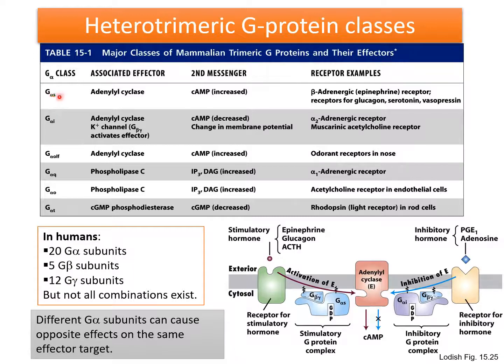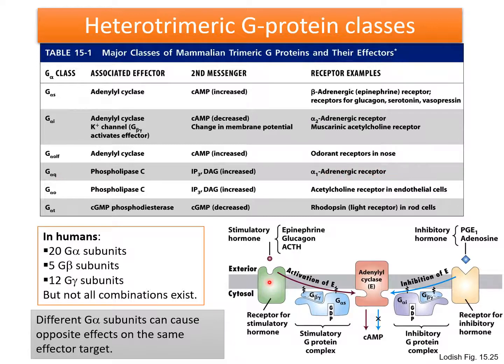So knowing that the beta adrenergic, such as epinephrine, glucagon, serotonin, and vasopressin receptors are G alpha S, and that alpha 2 adrenergic receptors and muscarinic acetylcholine receptors are inhibitory, and that Q would be like alpha 1.